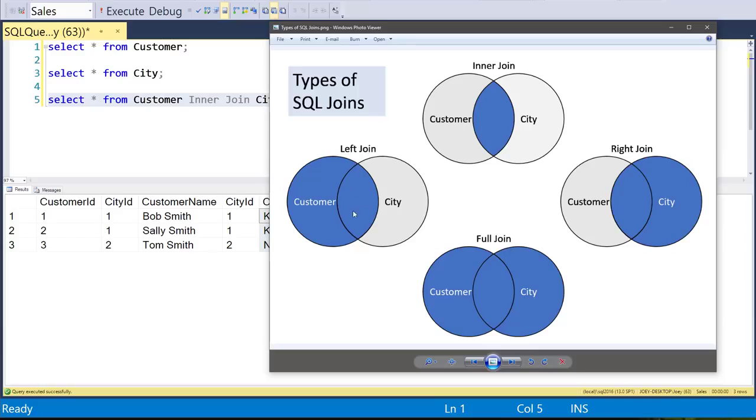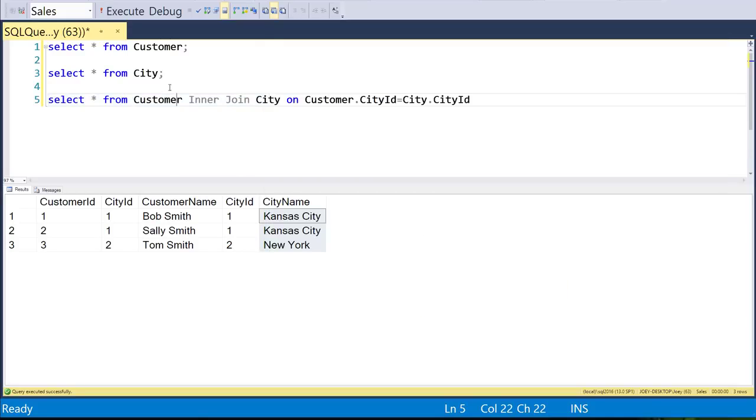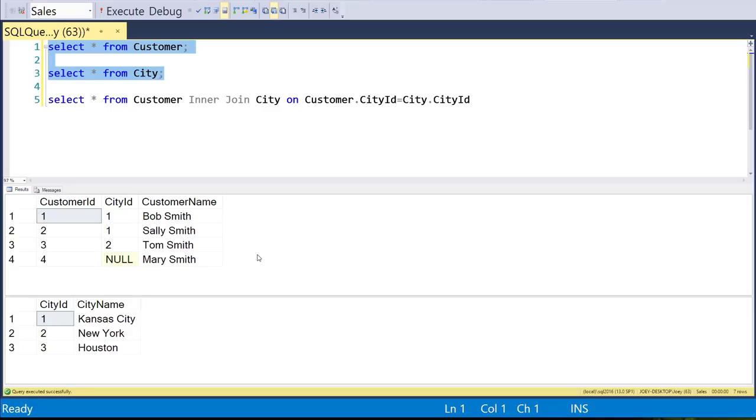We want all the matches first of all. So if you look, we have this matches part here, and it's the same thing as the inner join. But then we also want things that don't match from the customer table. Okay, so what does that look like? Let's talk through that for a second.